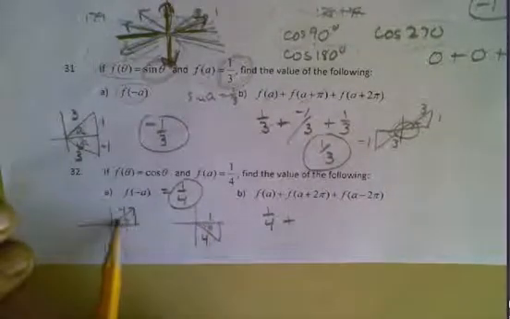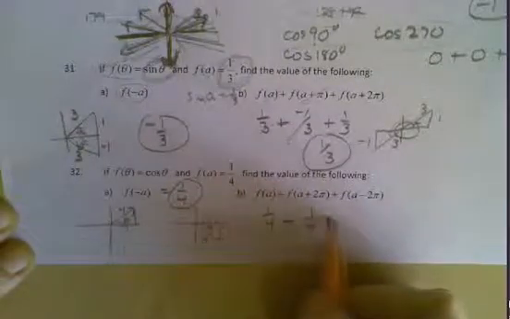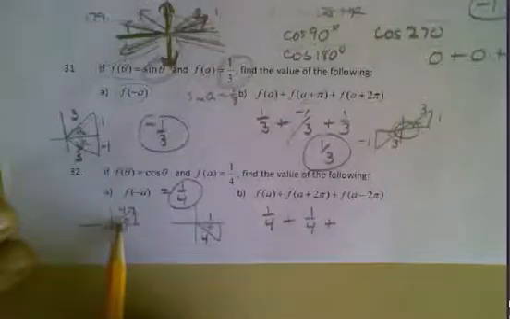And then over here, if I take f of a, I get 1/4. F of a plus 2 pi, so if I take f of a, which is here, and add 2 pi, I'm back to where I started. If I take f of a and subtract 2 pi, I'm still back where I started, and so I get 3/4.